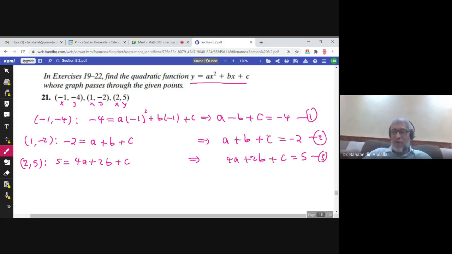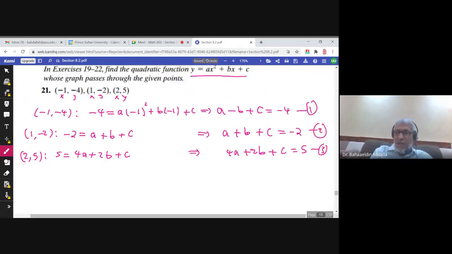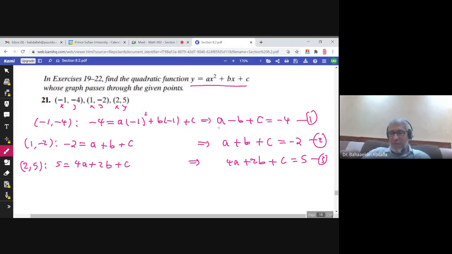Now you have 3 equations. You solve this system. You choose one variable. For example, I will eliminate b here. If you add 1 and 2, you can eliminate b. From 1 and 3, you can multiply 1 by 2 and eliminate b again. You have 2 equations in 2 variables, a and c. You solve and find the values of a and c. Then you use one of the equations to find the value of b. Once you have the values of a, b, and c, you write the answer: y = 2x² + 3x + 4, for example.